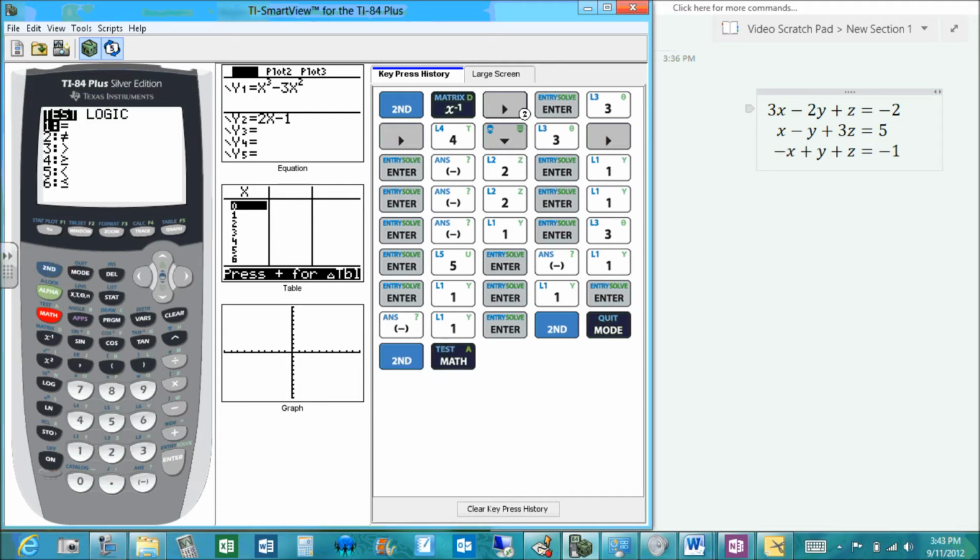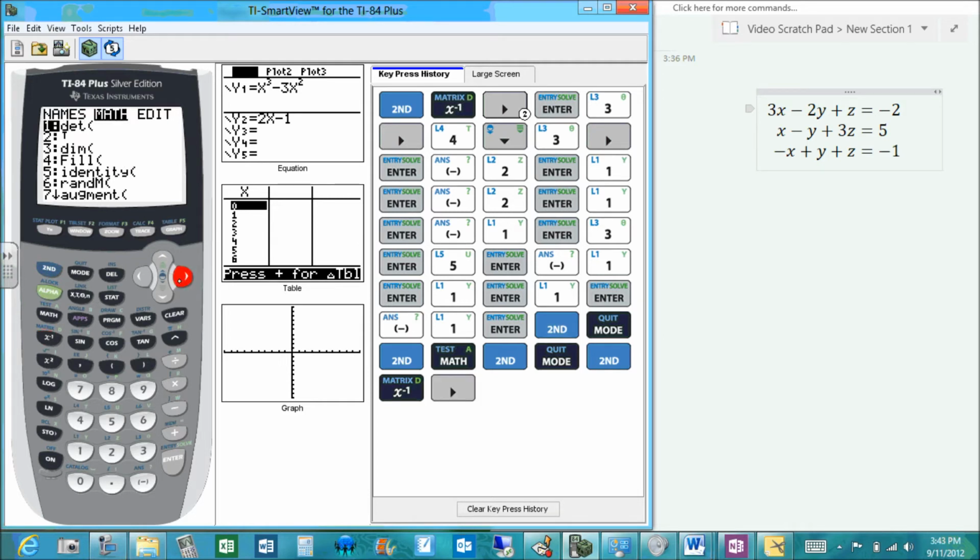Oh, I hit math by accident, so just quit out of that. And go second matrix. Okay, so this time you want to go to math. And the function we want to use is called RREF. Not REF, RREF, which stands for Reduced Row Echelon Form. So you see there's a B next to that. I'm already there, so let's hit enter. You could have gone alpha B.